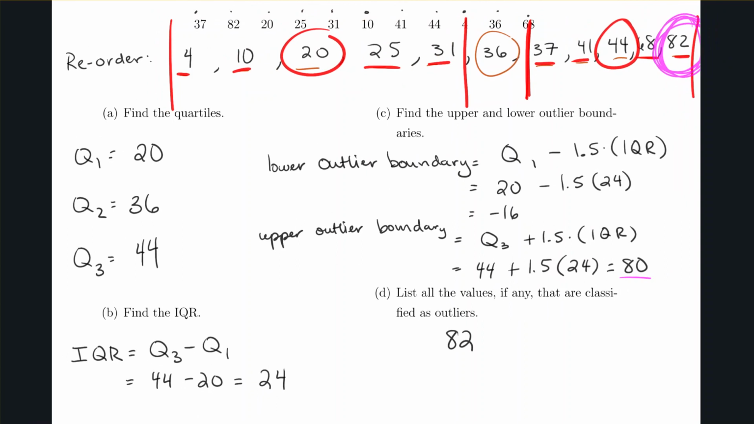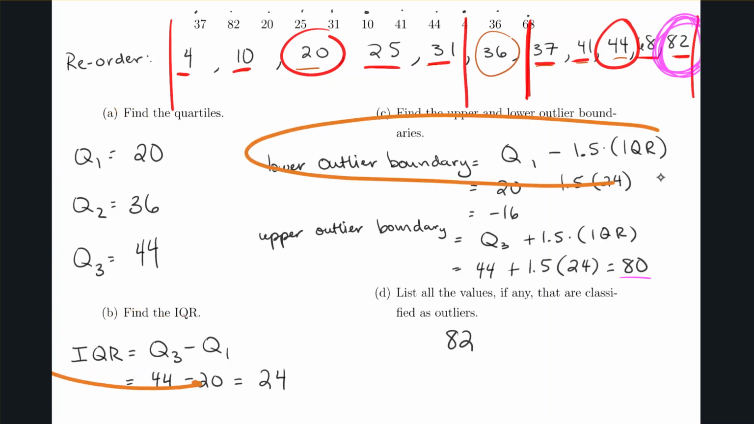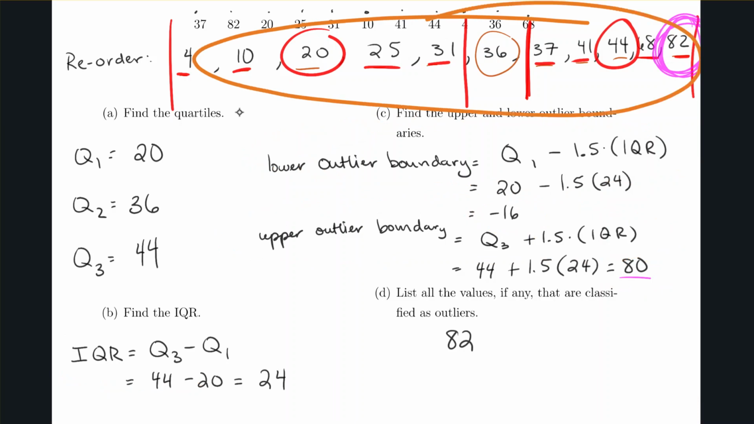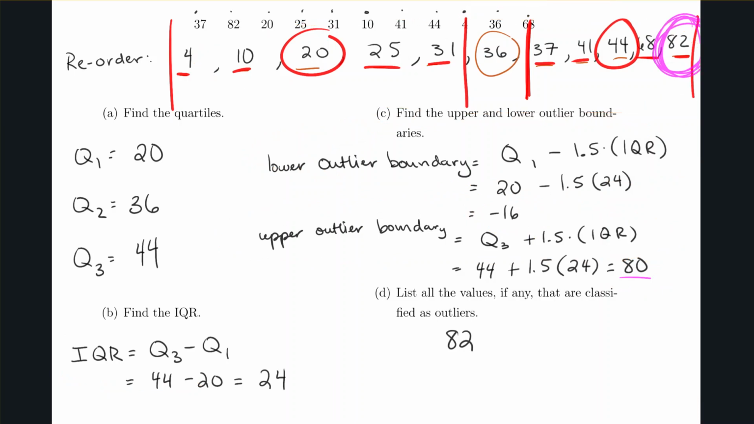So keep in mind there were a few formulas needed. First, we needed to know the process to find Q1, Q2, Q3. Then we needed to know the formula for IQR. We needed to know the lower outlier boundary formula, the upper outlier boundary formula. And then once we have these boundaries, we need to be able to look at the data set and see do any of our data values classify themselves then as outliers.